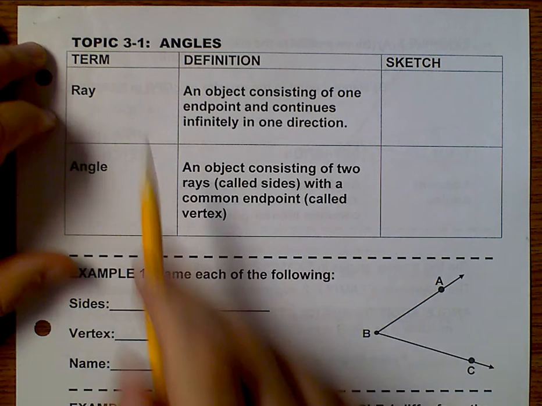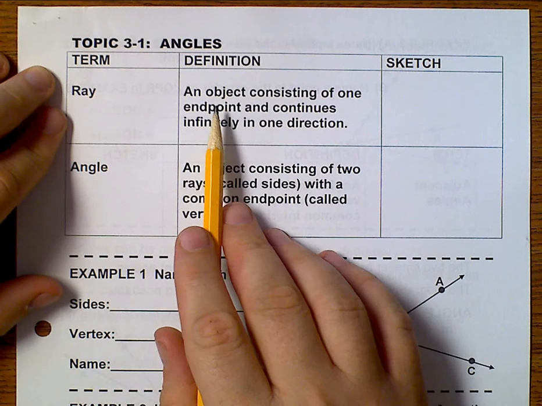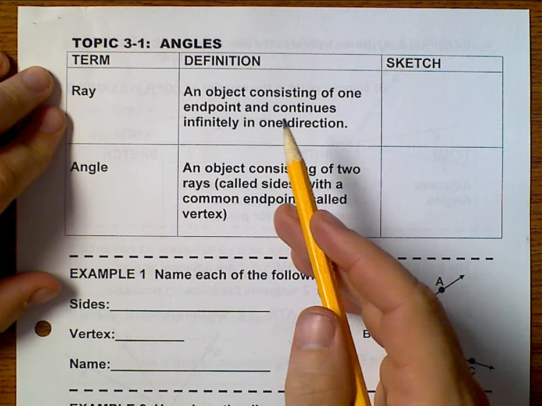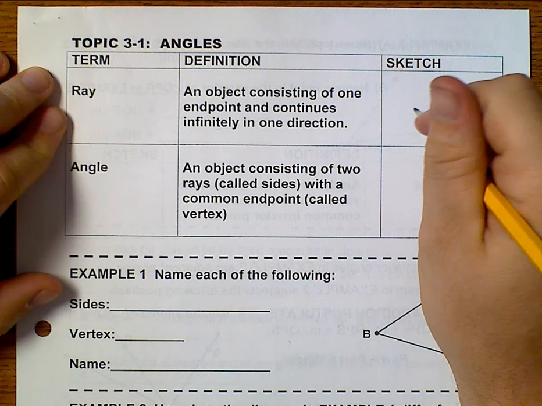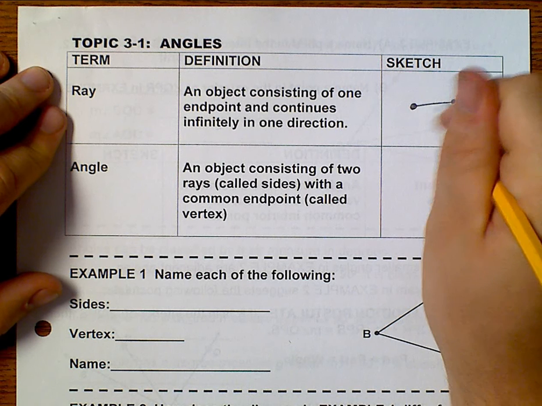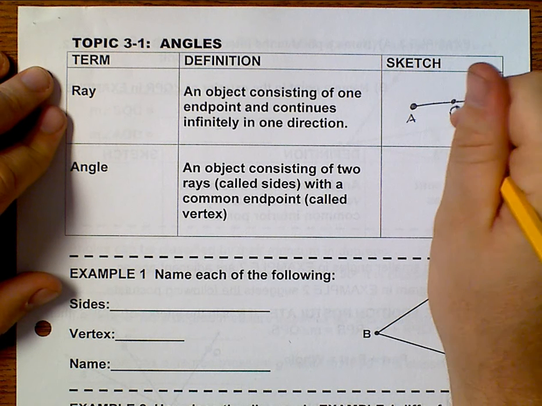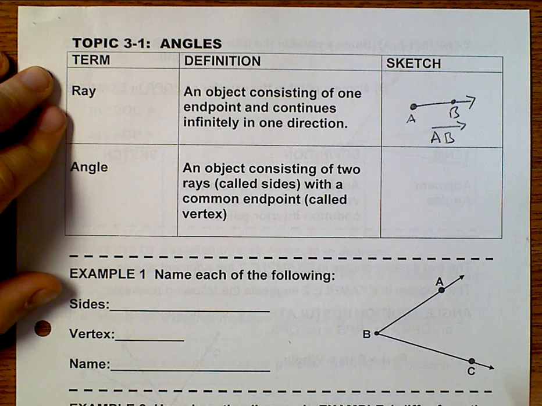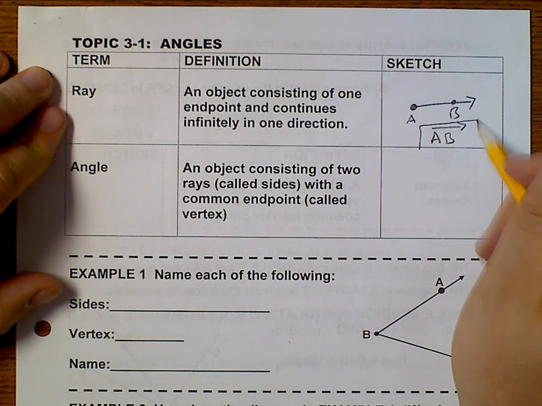A ray is an object that consists of one endpoint and continues infinitely or forever in one direction. Now if I have A and B, I would call that ray AB.